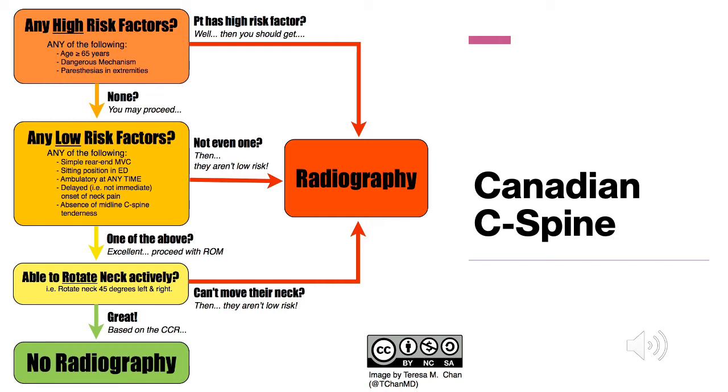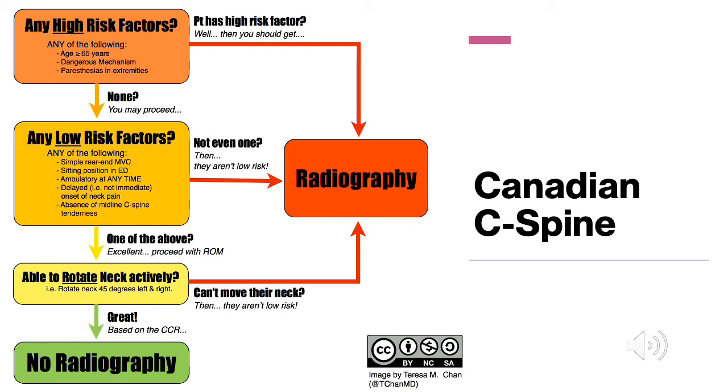So you're going to start with, does the patient have any high-risk factors? That includes age greater than 65, a dangerous mechanism, or paralysis in any of their extremities. And if they have these, then they're getting some C-spine imaging, probably a neck CT.